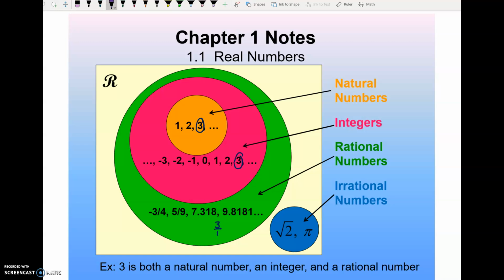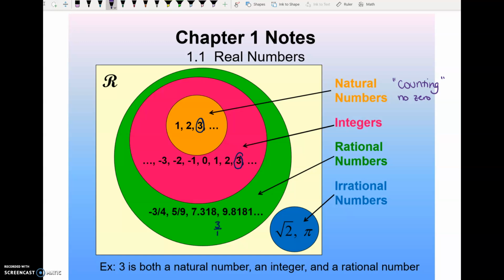For the real numbers, you can have natural numbers, integers, rational numbers, and irrational numbers. Natural numbers are often called the counting numbers. These are the numbers that you, like if you're counting on your hands, 1, 2, 3, 4, 5. Notice it does not include 0. 0 is not considered to be a natural number. Natural numbers are things that you can count on your hand.